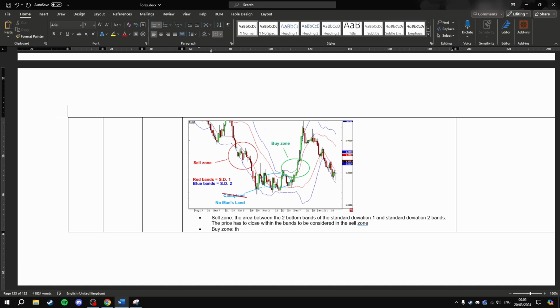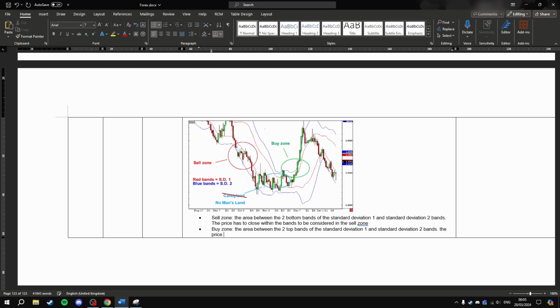Buy zone, the area between the 2 top bands of the standard deviation 1 and standard deviation 2 bands. The price has to close within the bands to be considered in the buy zone.